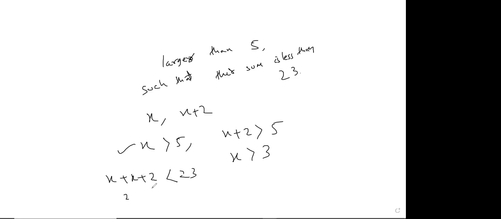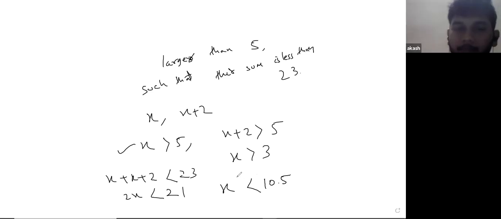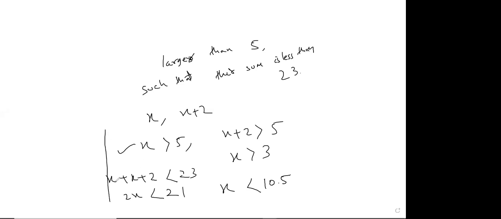So then I got 2x plus 2 is less than 23. And then 2x is less than 23 minus 2, which is 2x is less than 21. Then x is less than 21 by 2. So x will be less than 10.5. And then if we have to make pairs, the pairs are 6, 8, and 10 and 12.